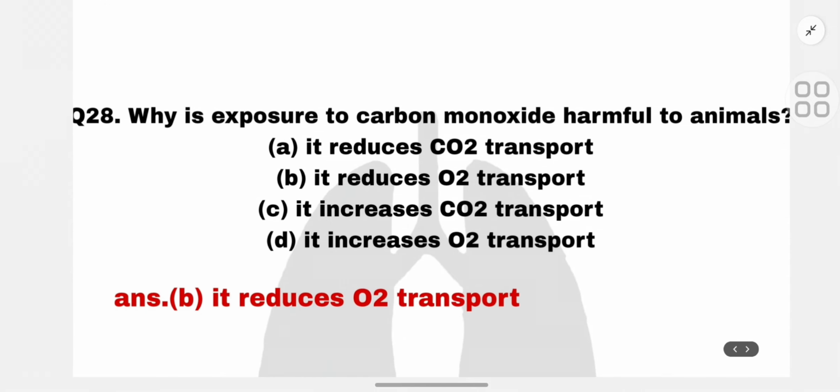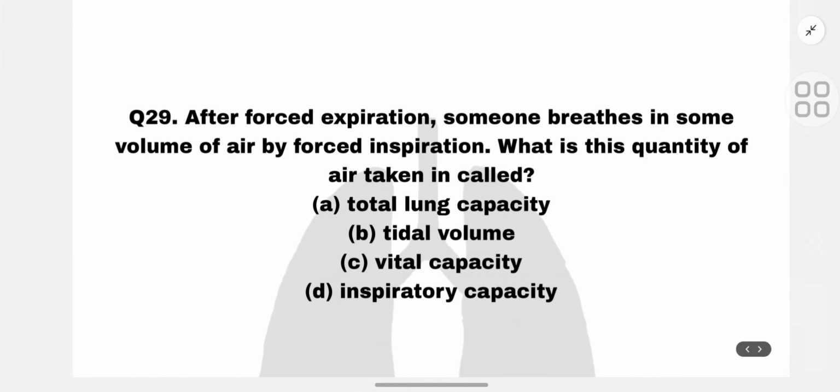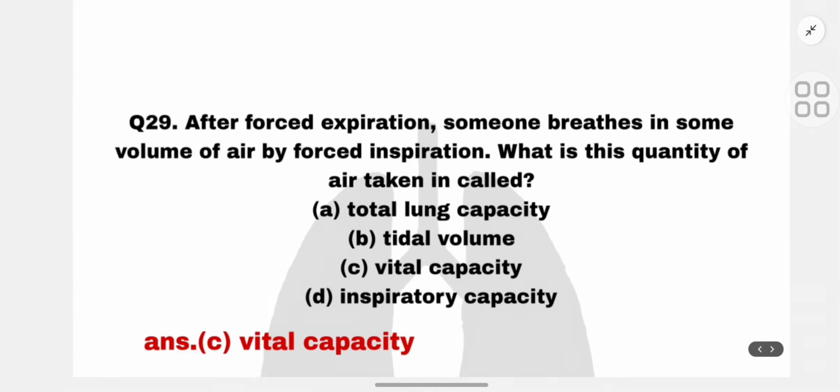It reduces O2 transport. So the next question is, after forced expiration, someone breathes in some volume of air by forced inspiration. What is this quantity of air taken in called? A. Total lung capacity. B. Tidal volume. C. Vital capacity. D. Inspiratory capacity. So the correct answer is C.